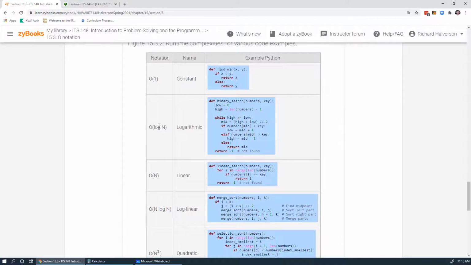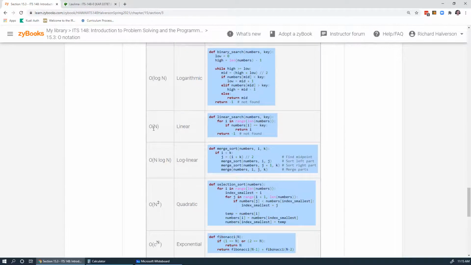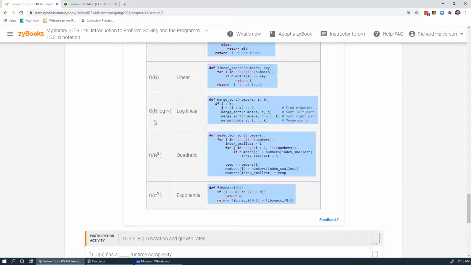An example of O of log n, of course, is binary search. An example of O of n is a linear search. An example of n log n is a merge sort. You have to look at every element, and for every element you do the equivalent of a binary search kind of thing. So you can see that it grows faster than this, but not as fast as this, because this is n times n. This is n times log n.